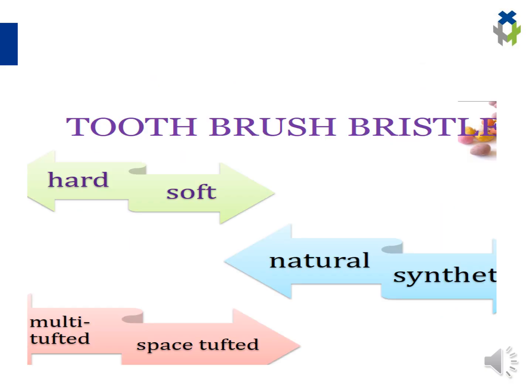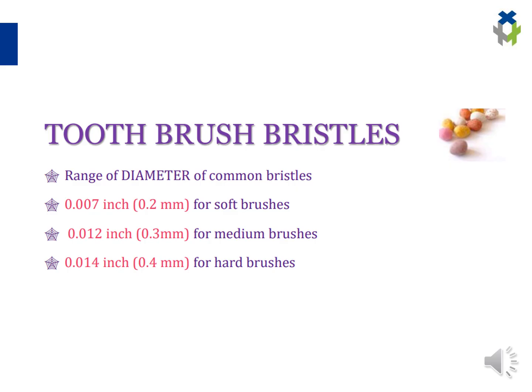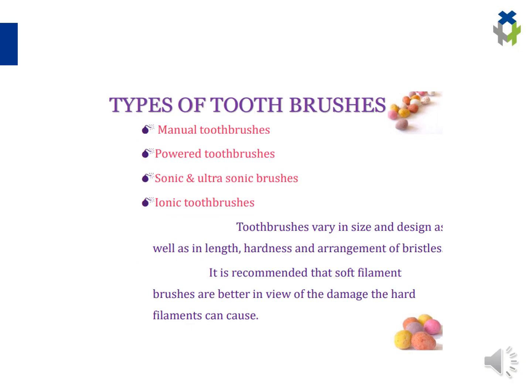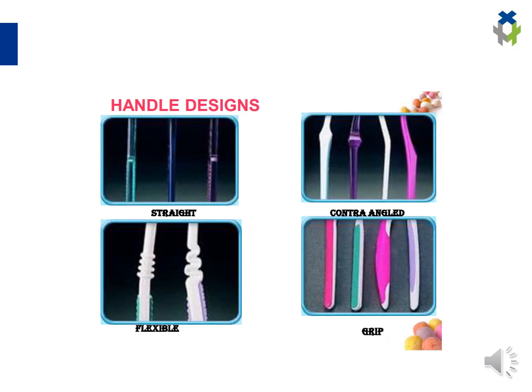The toothbrushes are classified into hard, soft, natural, synthetic, multi-tufted and space-tufted. Toothbrush bristles are classified based upon diameter into soft, medium and hard: 0.2 for soft, 0.3 for medium and 0.4 for hard bristles. The toothbrushes are of two materials, one is nylon, and it can be multi-tufted brushes, monofilament or multi-filament brushes. Types of toothbrushes are manual toothbrushes, power toothbrushes, sonic, ultrasonic and ionic toothbrushes.